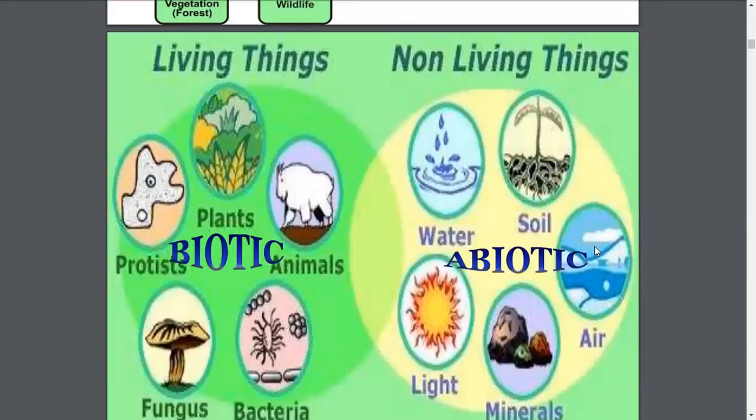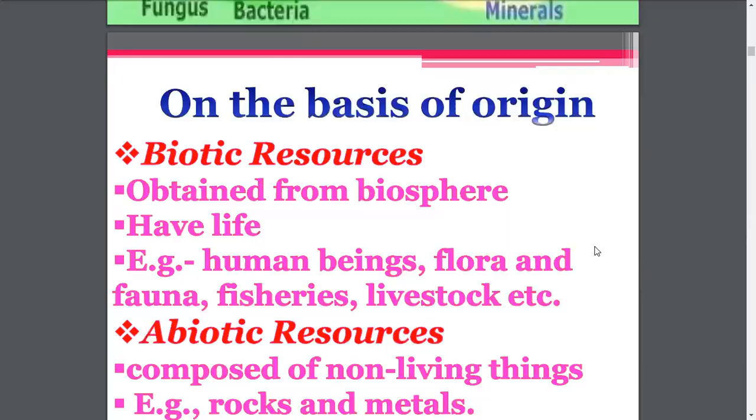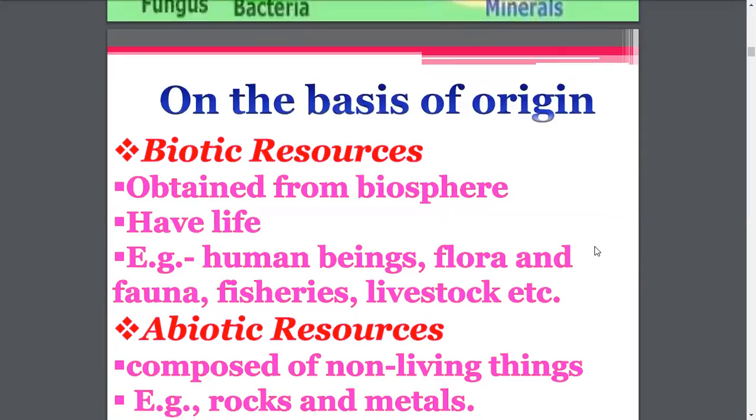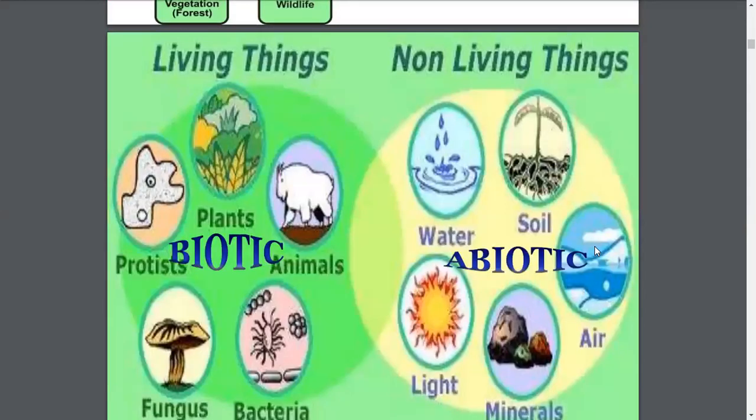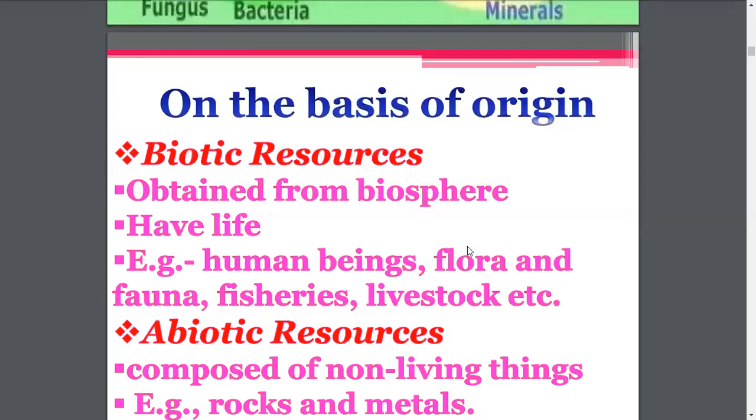So now here they have considered two main resources. See here, on the basis of origin. Resources can be further classified on the basis of origin: biotic resources and abiotic resources. That is this picture. Biotic resources means all the living beings. It can be plants, animals, protists, fungi, bacteria, whatever living things are there, they come under biotic resources. And abiotic resources means water, soil, air, minerals and light. They don't have life. These non-living things come under abiotic resources.